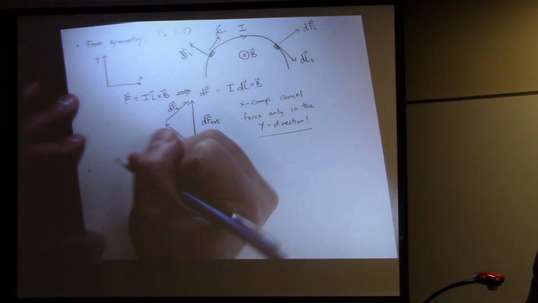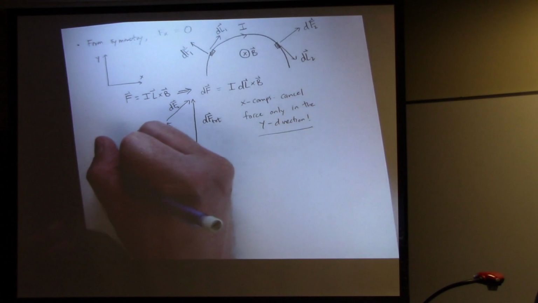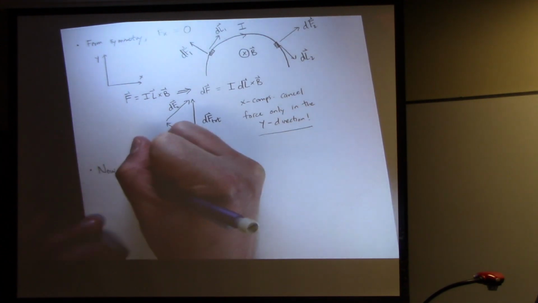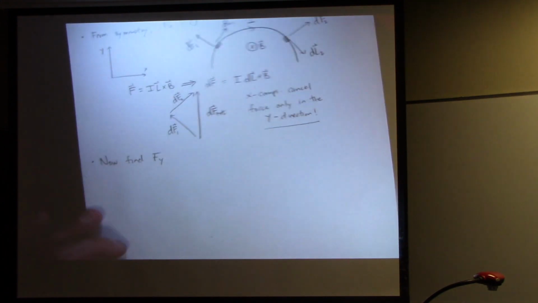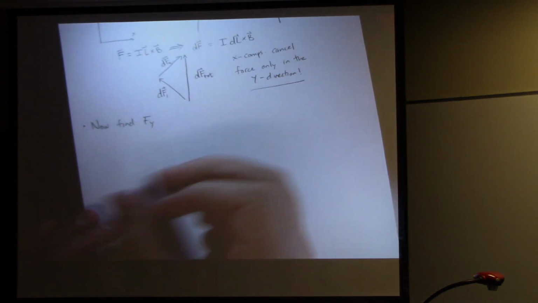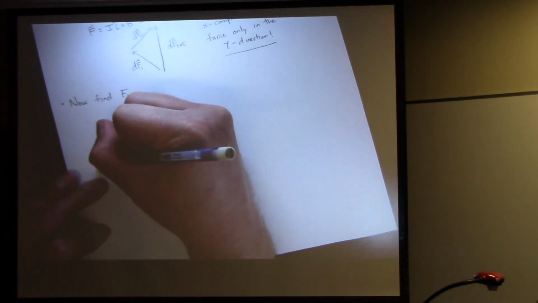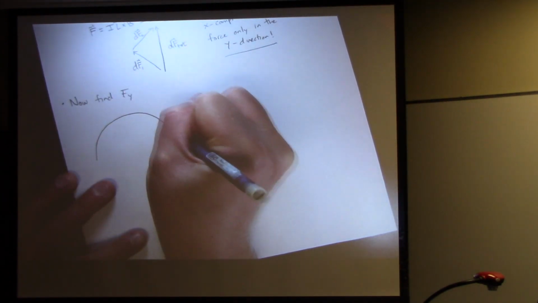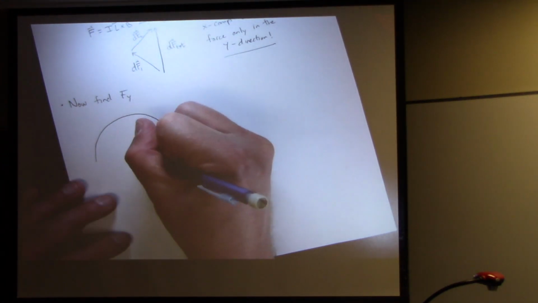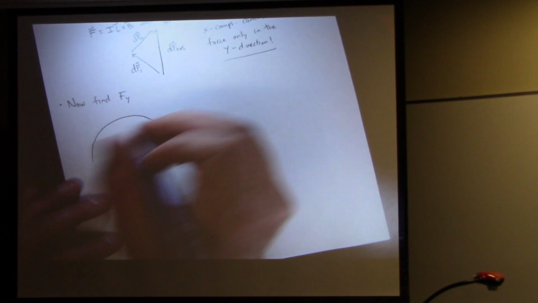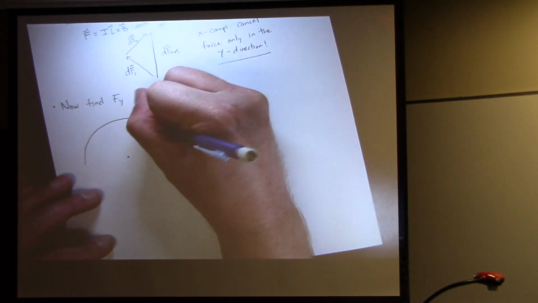Now, let's get an expression for that force. So now we'll find Fy, knowing that Fx is going to be 0. So I'm going to have to redraw this picture a little bit. We have a half circle like this. And we're breaking that circle up into little pieces. And I'll draw one of those pieces right here. This will be my dL.